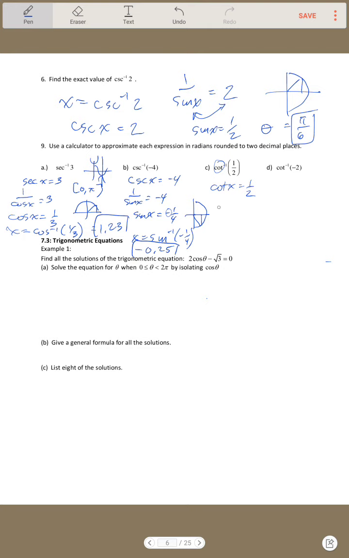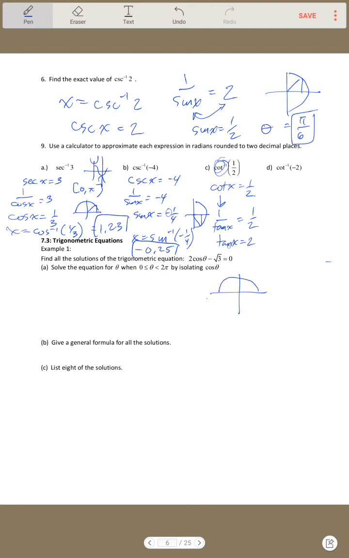Keep in mind that cotangent is really the same as 1 over tangent of x. And if that's equal to half, then it's like saying tangent of x equals 2. Okay? So in that case, I'm going to just draw it over here. Keep in mind that cotangent inverse had a different restriction. It wasn't negative pi over 2 to pi over 2. It was 0 to pi.